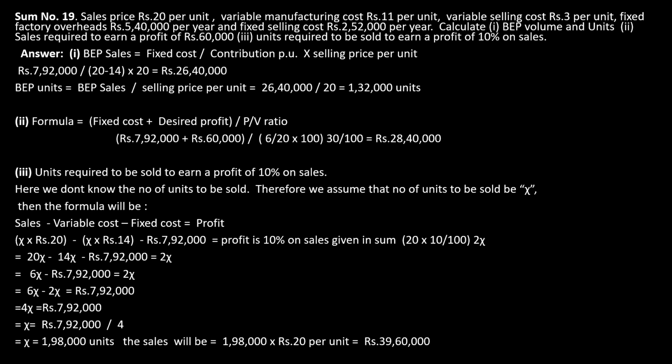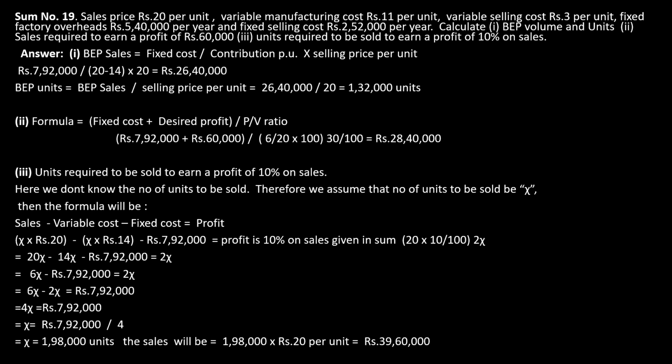Now, last one. Subdivision 3. How many units are required to be sold to earn a profit of 10% on sales? Here, we don't know the units sold, and we don't know the sales. So both have a missing figure. Therefore, the only way is to assume the number of units sold to be X. I'm going to take an assumption here.